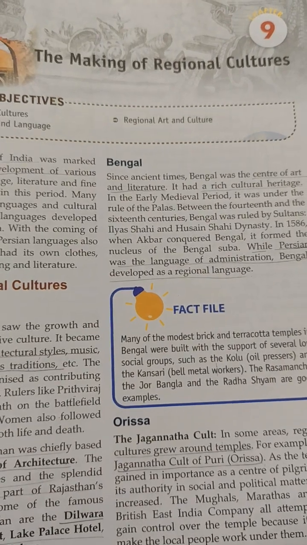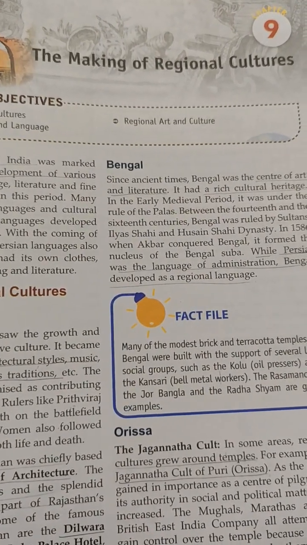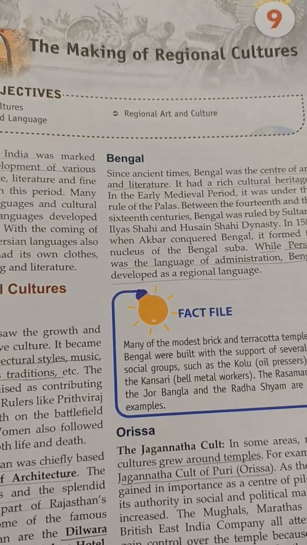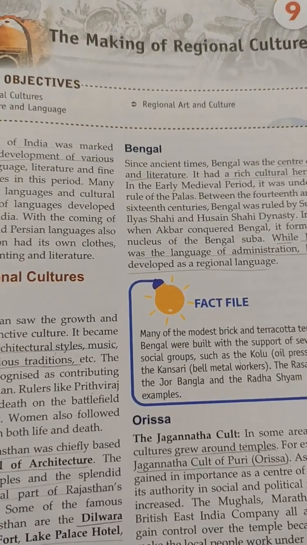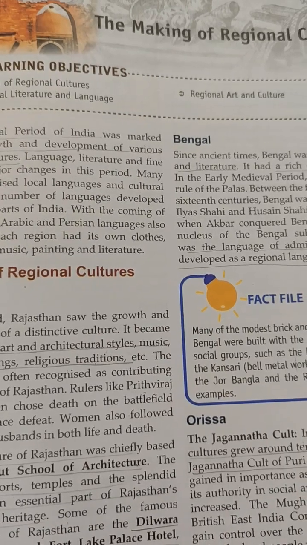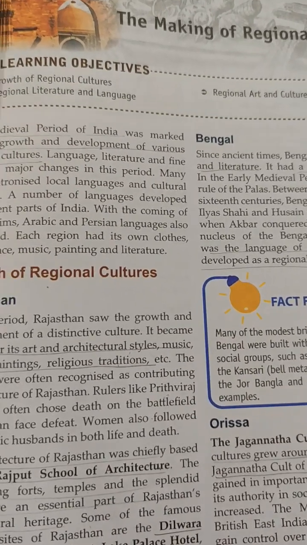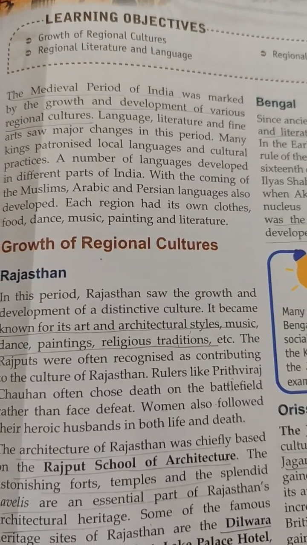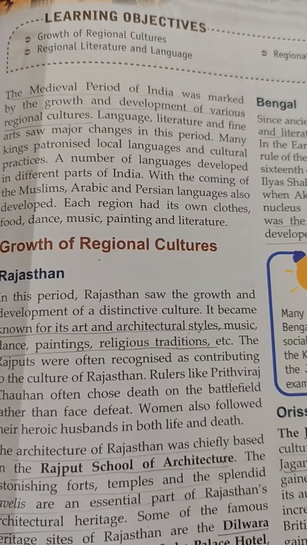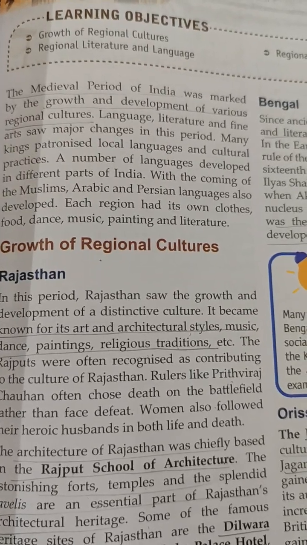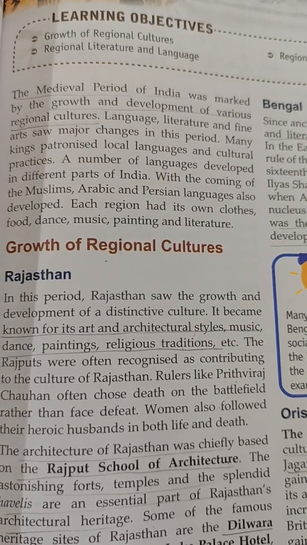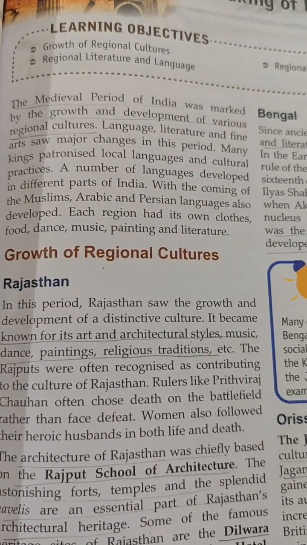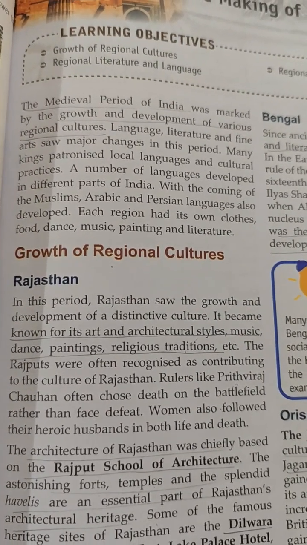Good morning, students. Moving further with the syllabus, today we'll start history chapter number 9, that is the making of regional cultures. So children, in this chapter you are going to learn about various cultures of different regions that developed during the medieval period. Different languages were developed, literatures were written, and fine arts saw major changes during this period. The languages that developed in different parts of India included Arabic and Persian, which were introduced when the invaders came to India.